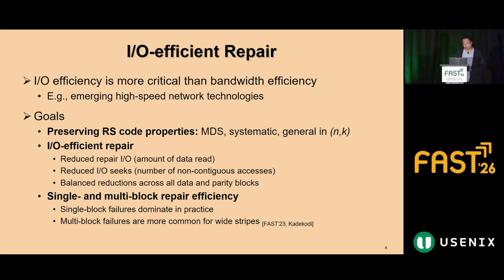So we not only want to reduce the repair I/O, the amount of data read, but also we want to reduce the I/O seeks, the number of non-contiguous accesses. And we want to apply the reductions the same for the data and also parity blocks. Here we mainly focus on single block repair because single block failure dominates in practice, but we also want to address multi-block repair efficiency because recently people also propose wide stripes, and when you increase the size of a stripe, multiple block failures become common, so we also want to address that.